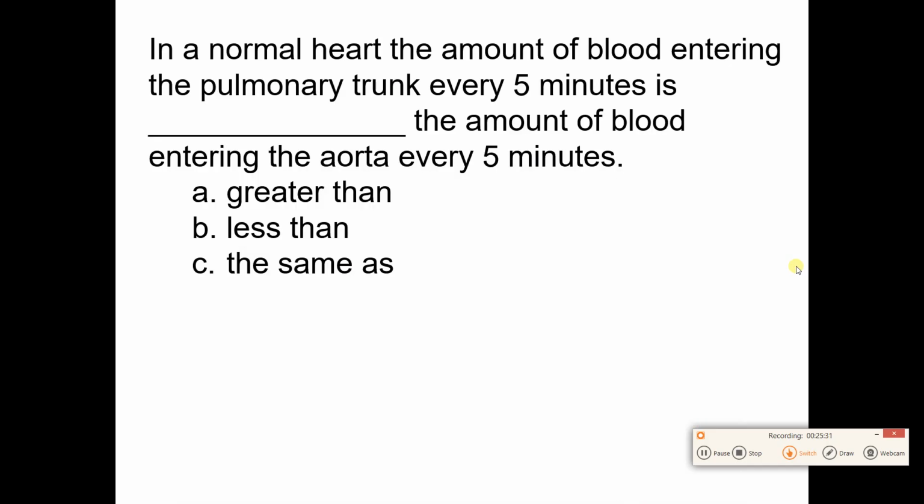All right, quick question here. In a normal heart, the amount of blood entering the pulmonary trunk every 5 minutes is blank the amount of blood entering the aorta every 5 minutes. Tell me your answer next time you see me. Like after you've watched this video, come see me and tell me your answer.